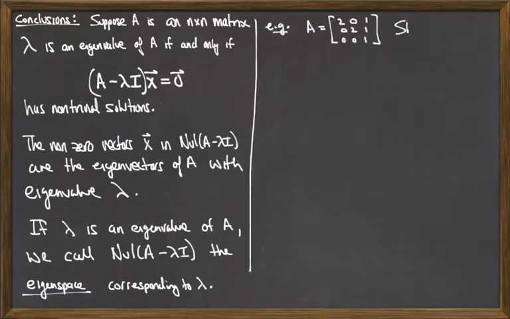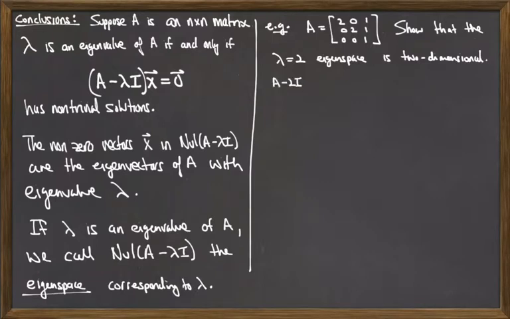So let's look at an example. I have a 3 by 3 matrix, and I claim in this example that lambda equal to 2 is an eigenvalue of the matrix, and moreover that the eigenspace is in fact two-dimensional. So what we're going to do is look at the corresponding homogeneous equation and find the corresponding eigenspace. We'll find a basis for it, and then determine the dimension by counting how many vectors are in that basis. To get started, we'll look at the matrix A minus 2I.